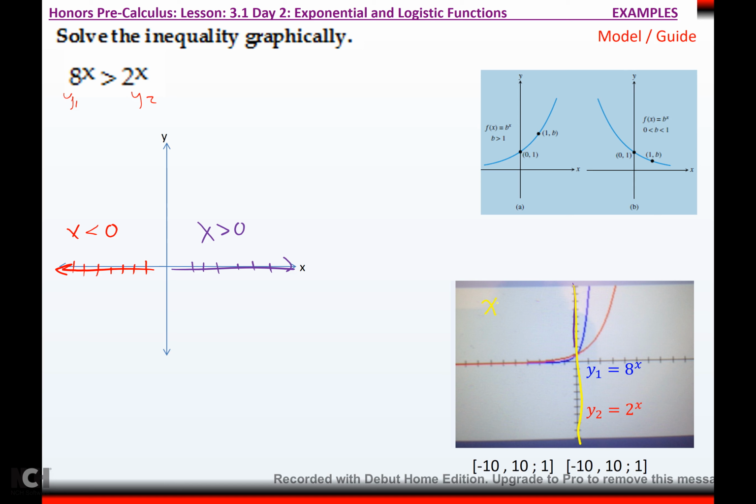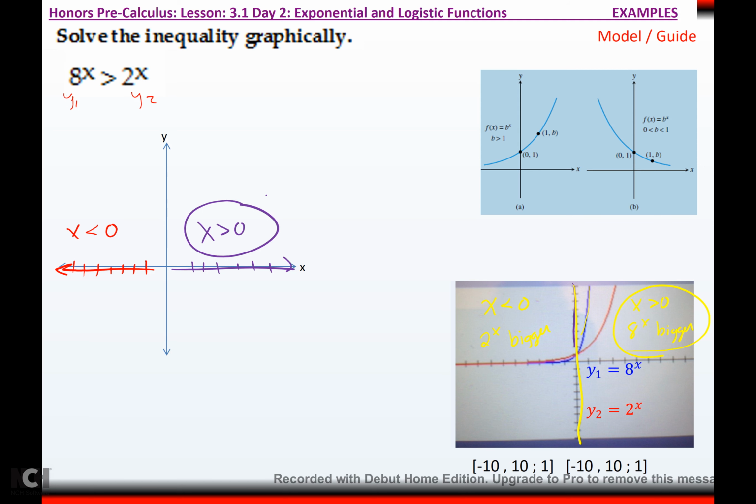On this side of the axis, when x is less than 0, red is on top. So 2 to the x is bigger on this side because the red is on top. On this side, when x is greater than 0, do you see how blue is on top of red? Which means that 8 to the x is bigger. And we want to know when 8 to the x is bigger. And 8 to the x is bigger when x is greater than 0. And that's your answer. That's it.